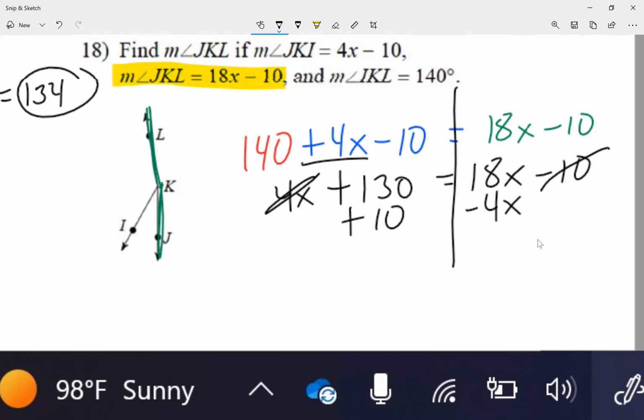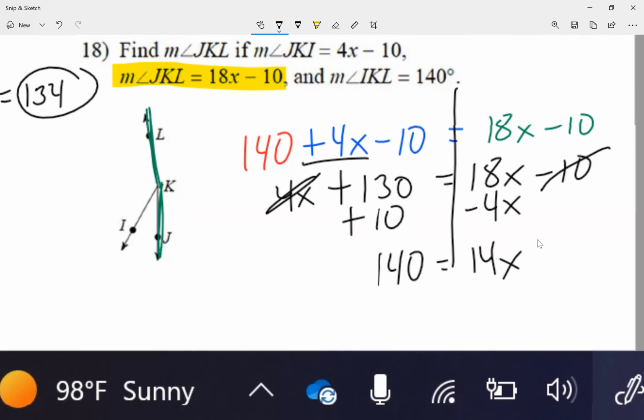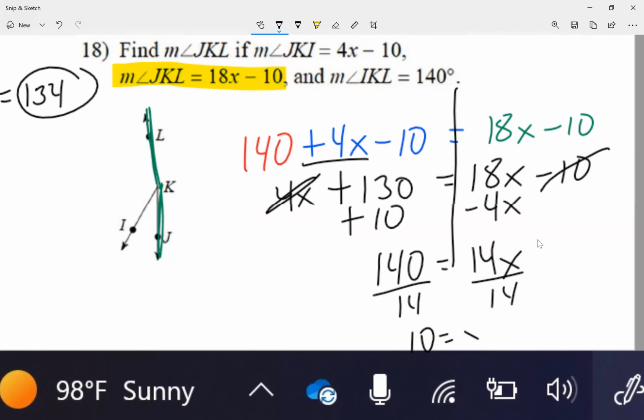Don't forget to switch signs. So letters on one side, numbers on the other. Don't forget to switch signs. So I have on the left side, 130 plus 10, it's 140. On the right side, 18 minus 4, 14x. Let me divide both sides by 14. So I get that 10 is equal to x.